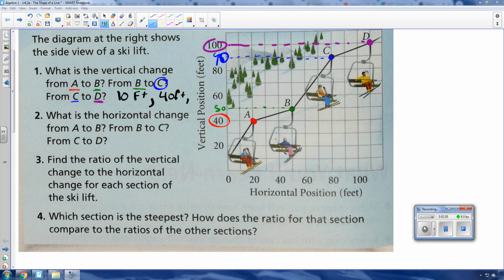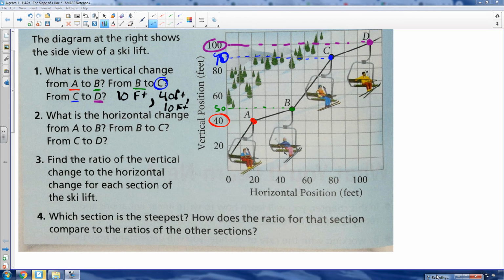So, like I was saying before I was interrupted by that young man on the intercom, we are looking for the change from C to D, and that's a height of 90 to a height of 100. So the change there from C to D is 10 feet.